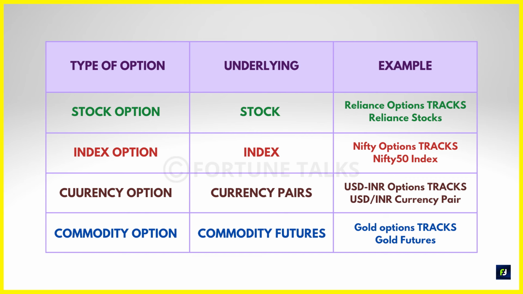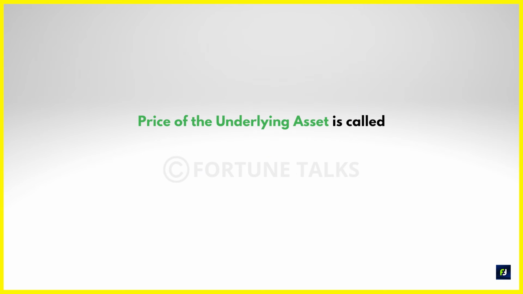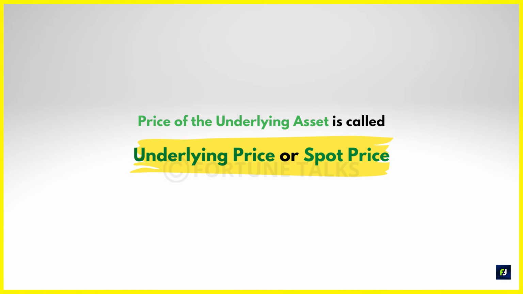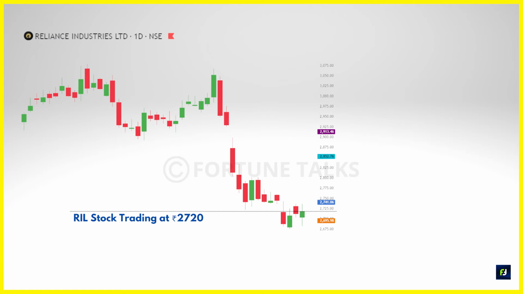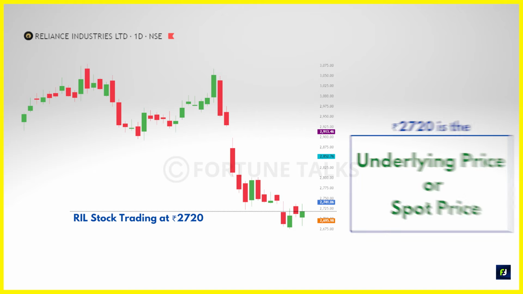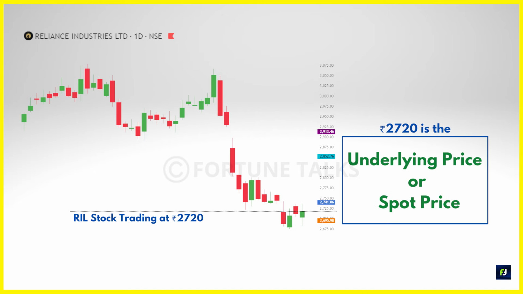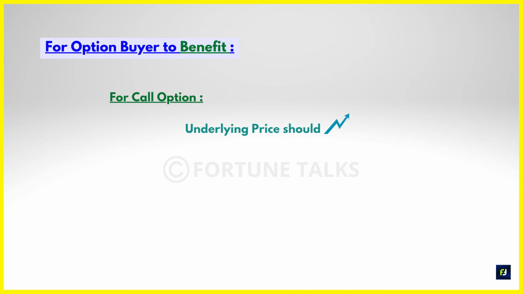Now, understanding the underlying price of an asset becomes really easy. As we know, a derivative contract derives its value from an underlying asset. The underlying price, also known as the spot price, is the price at which the underlying asset trades in the spot market. For the Reliance example that we have just discussed, Reliance was trading at 2,720 rupees in the spot market. This is the underlying price or the spot price of Reliance. Now, for a call option, the underlying price has to increase for the buyer of the call option to benefit.